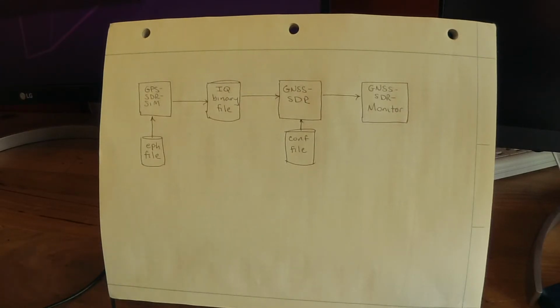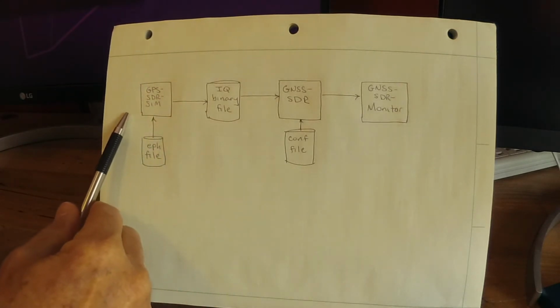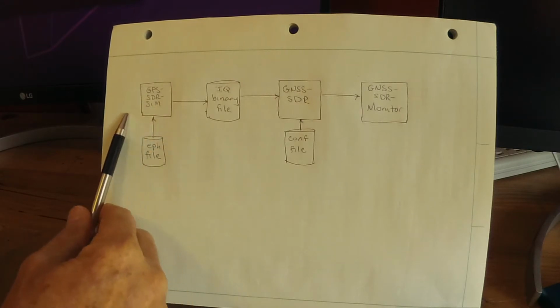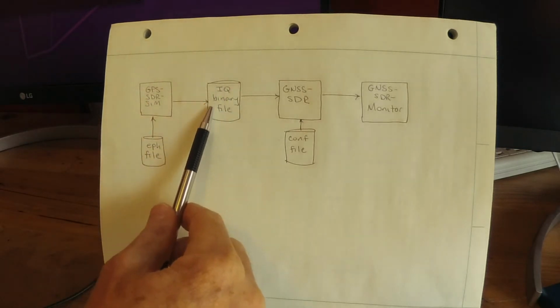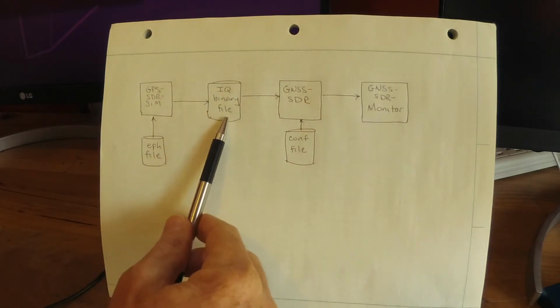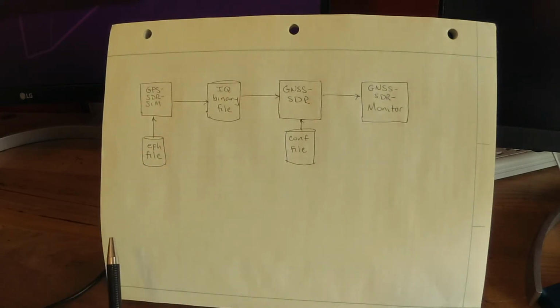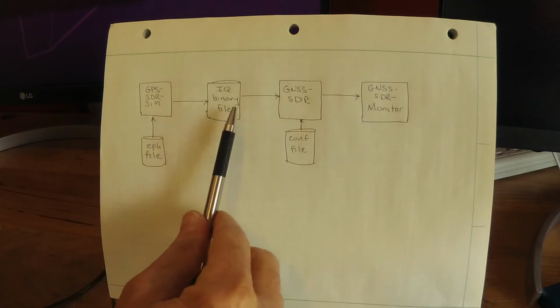Here's a very simple block diagram of what I'll cover. We're going to use the gps-sdr-sim program, which you can find on GitHub, and build that. And we're going to use it to create IQ binary data. And to do that, you have to feed it an ephemeris file that you can download from a number of sites. And it's explained on the GitHub site.